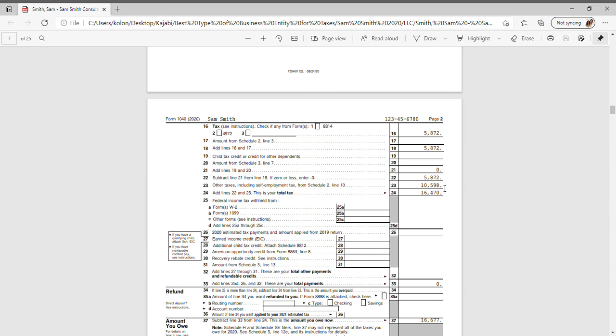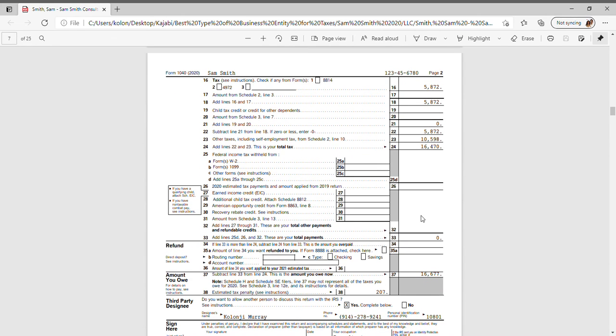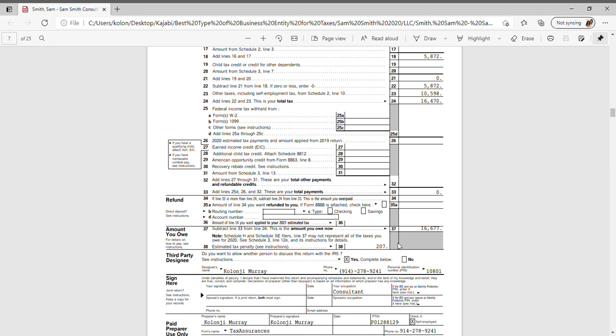We take that $10,598, add it with the $5,872, and that's how we arrive at the total tax that he has for the year of $16,470. Now, there's no other adjustments here. However, what is also being factored in here is this 2210 right here. And what that says is during the year, Sam Smith Consulting LLC should have paid estimated taxes throughout the year. Because he did not do that, there's a penalty of $207. We add that with that $16,470, and that's how we arrive at him owing the $16,677.